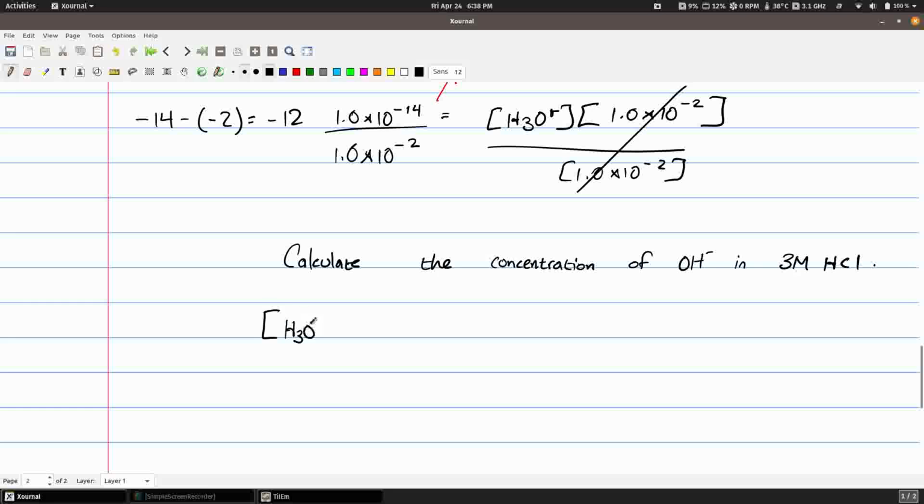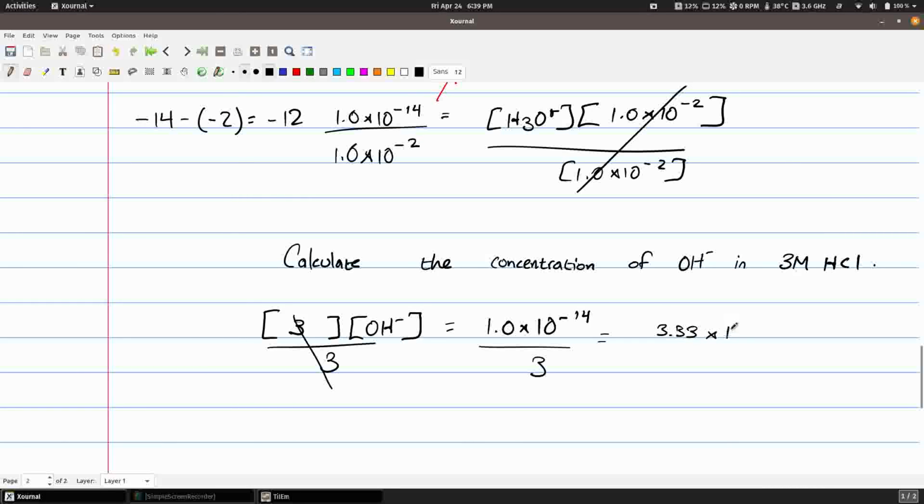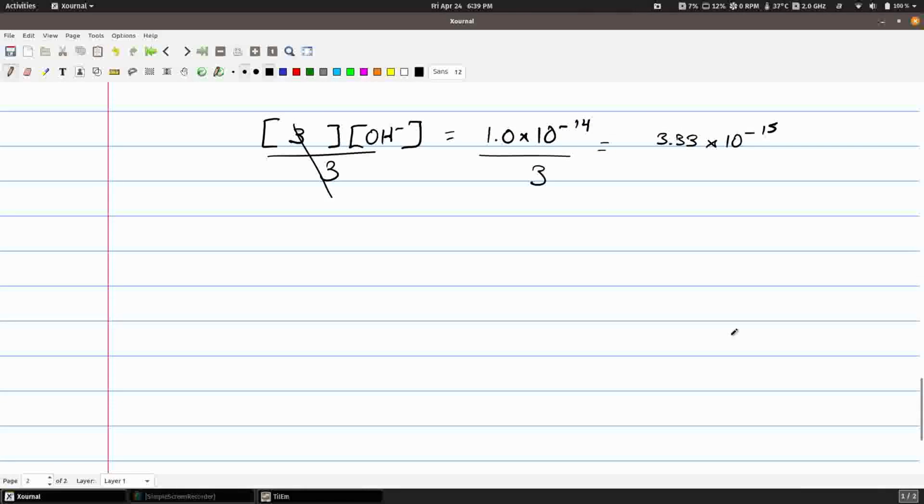So let's write this out. Over here, we're just going to write a 3 because that's its concentration. As you can imagine, this is going to be a super small number. Our concentration of hydroxide is 3.33 times 10 to the negative 15, which is even smaller than the auto-ionization constant. It makes sense because this is a super concentrated solution of hydrochloric acid. So let's do some more.